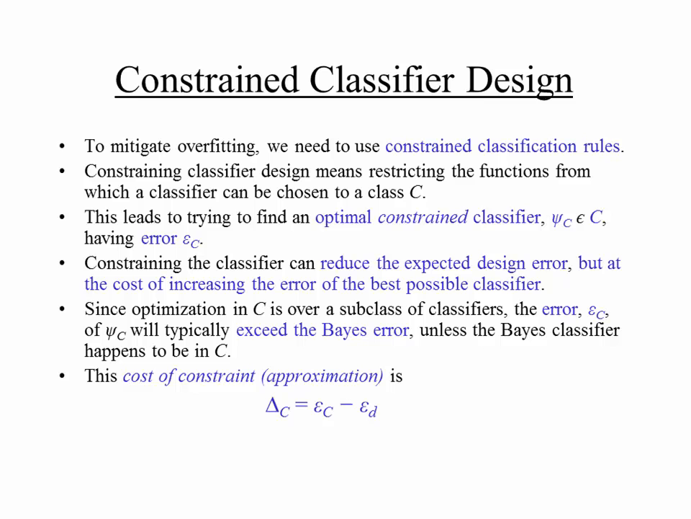Now, constraining classifier design means restricting the functions from which a classifier can be chosen to a class script C. This leads to trying to find an optimal constraint classifier, psi sub C, belonging to the class of constraint classifiers, which will have minimal error, epsilon sub C. Now this epsilon sub C will, in general, be greater than epsilon sub D, unless the Bayes classifier happens to lie in that particular class.